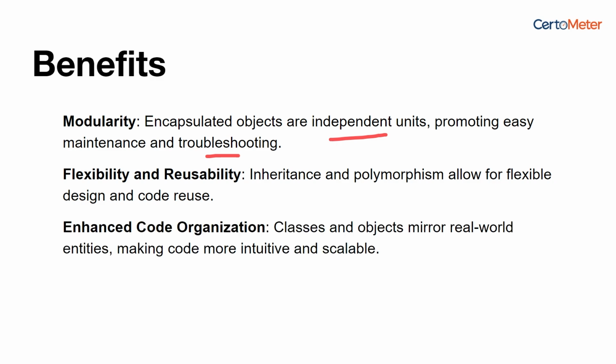And then it can enhance the code organization. Classes and objects mirror real world entities. For example, if I want to write the logic for banking software, I will create a class named account, or a class named customer, which reflects the real-time scenario. Inside an account class, there will be a few fields such as account number, then account balance, and the type of account. It can be a savings account.